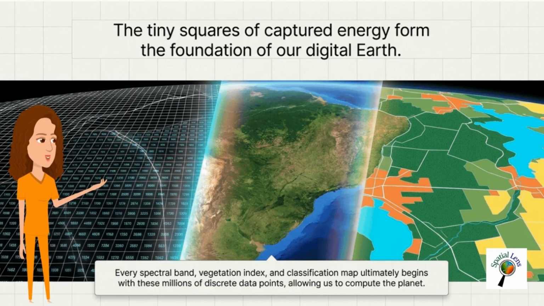Understanding pixels is one of the most important foundations of remote sensing because every satellite image, every spectral band, every vegetation index, every classification map, and every spatial analysis ultimately begins with these tiny squares that together allow satellites to observe our entire planet.